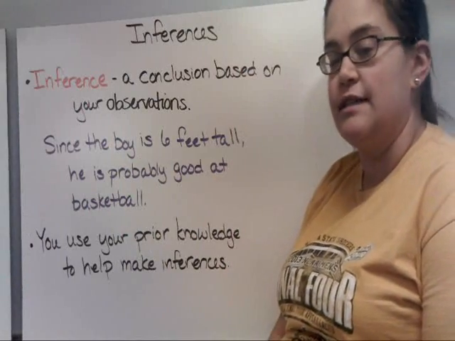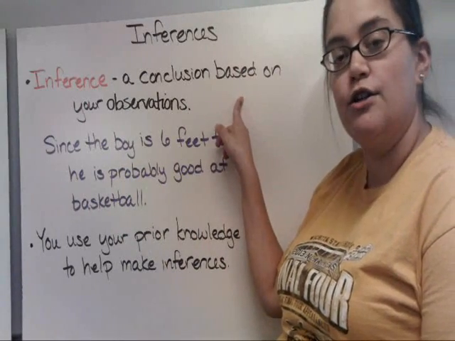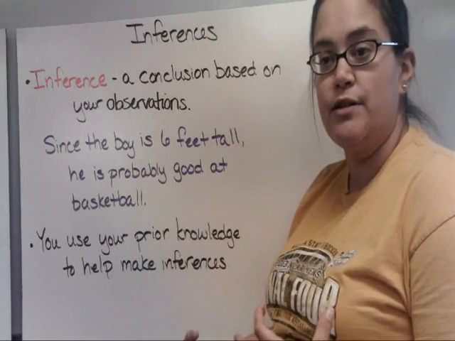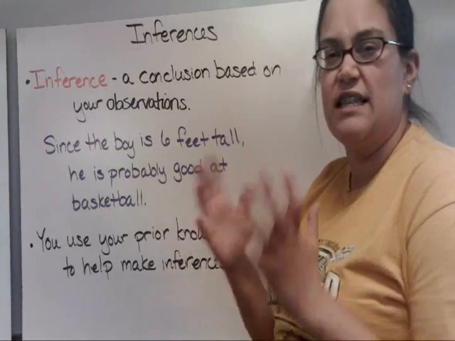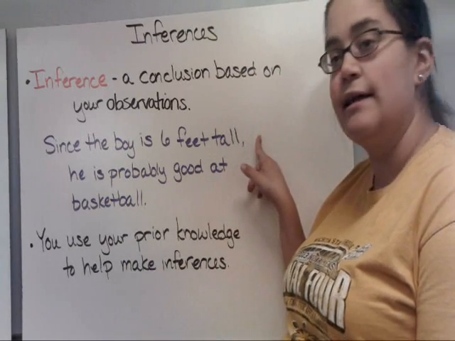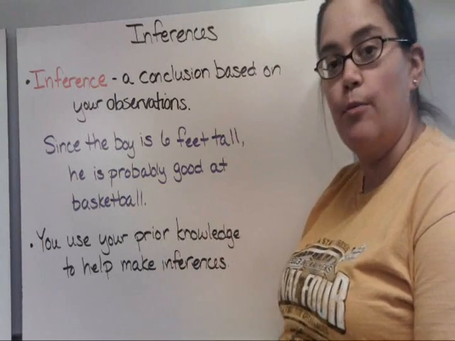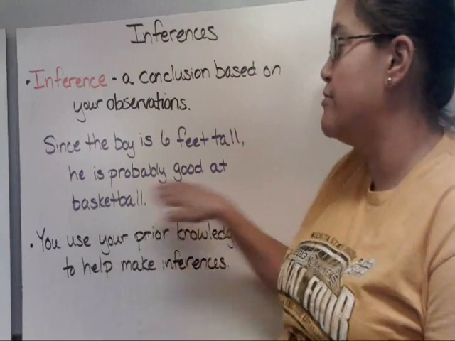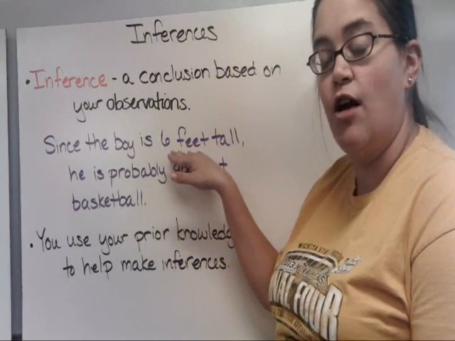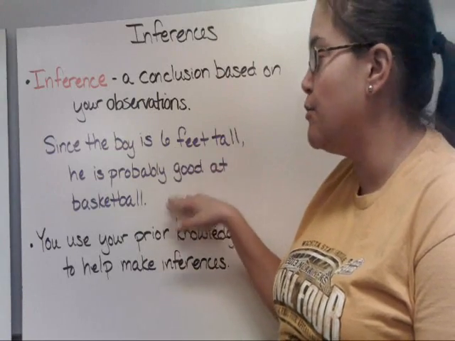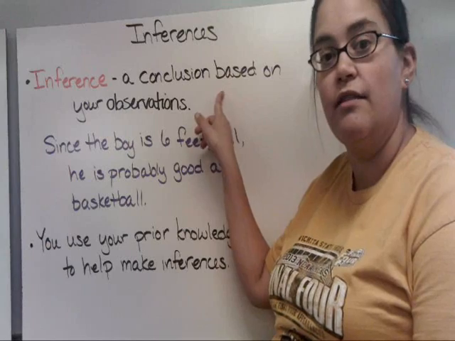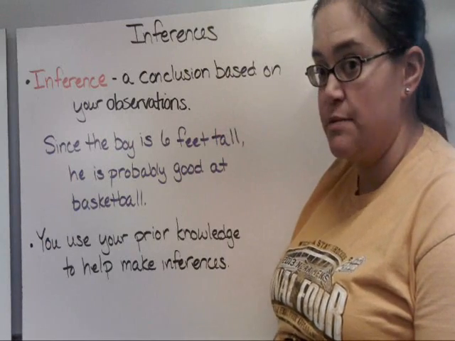Next, inferences. An inference is a conclusion based on your observations. So you get information from your senses and you figure out, what does this mean? What is this telling me? So for example, since the boy is 6 feet tall, he is probably good at basketball. You don't know if he's actually good at basketball, but based on the information or observations you've made, you think that that could be true. So this is a conclusion that you've made. It may not always be right.